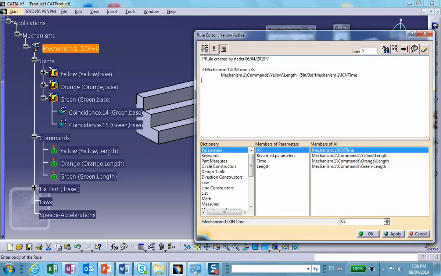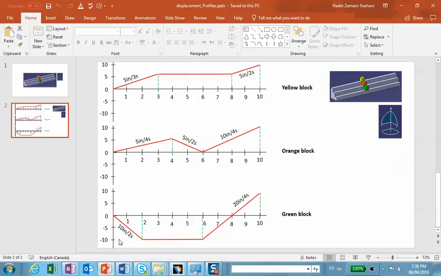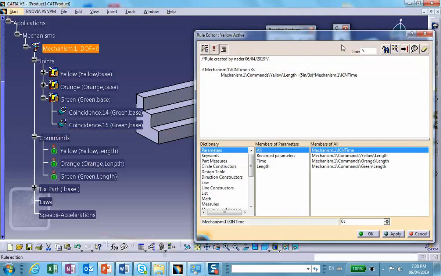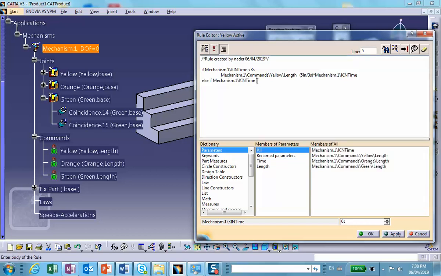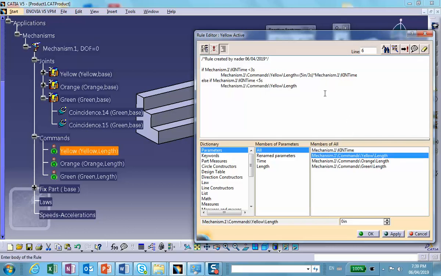Okay. Now look at the formula again. If the time is less than 8, so between 3 and 8 seconds, it sits at that location. And that location, by the way, is 5 inches. So else, if time is less than 8 seconds, that yellow command stays where it is. In other words, 5 inches, it doesn't move.